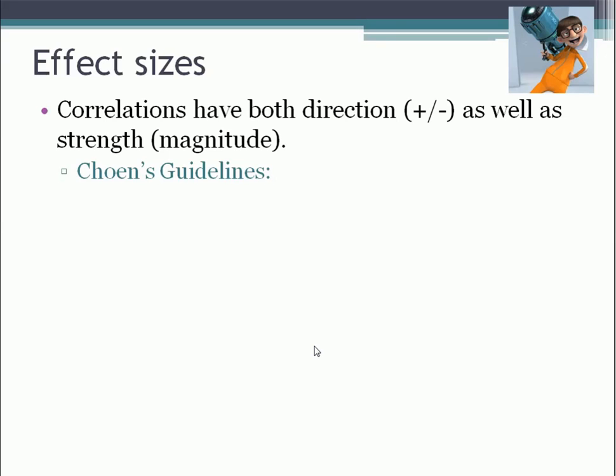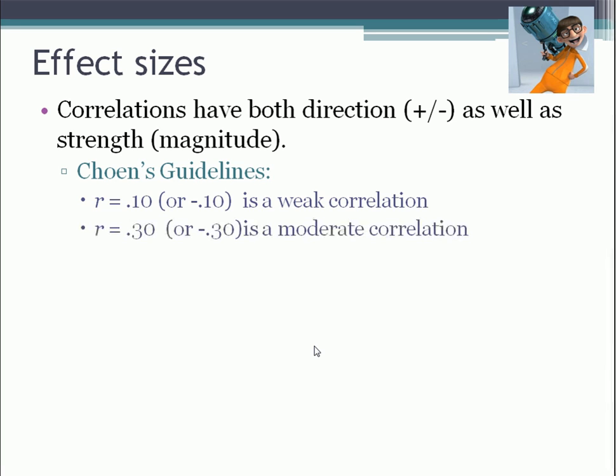Now, correlations, we can talk about the direction, so whether it's a positive or a negative correlation, but we can also talk about the strength of that correlation. So Cohen, who's a big statistics nerd, he says that, all else being equal, a correlation of 0.10 is weak, 0.30 is moderate, and 0.50 is strong.